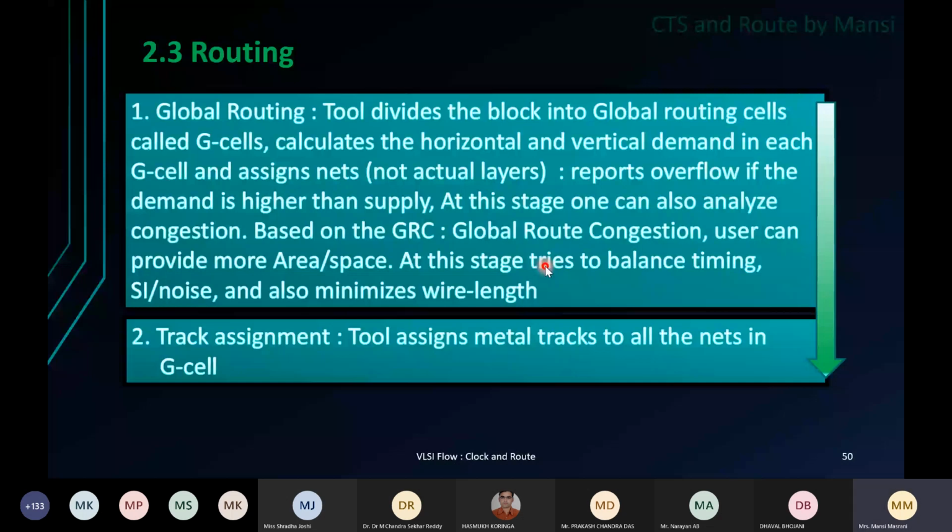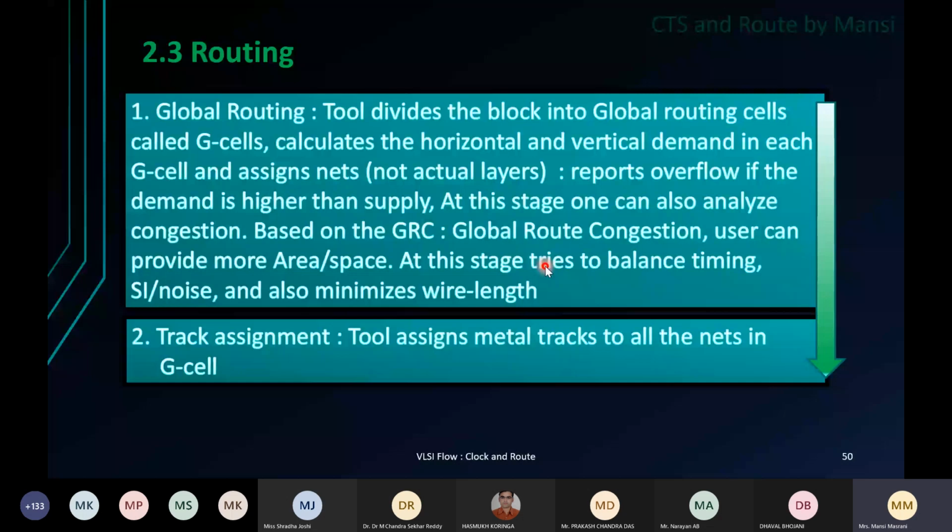Metal 7, I'm giving it to this clock. Metal 8, which is horizontal, this much part, I'm giving it to this signal. This part, I'm giving it to the reset signal. That is how it starts assigning it to the actual nets. Then the detail routing happens.